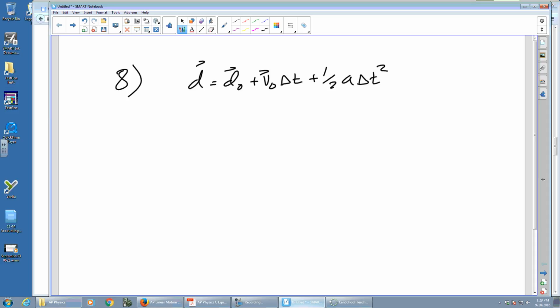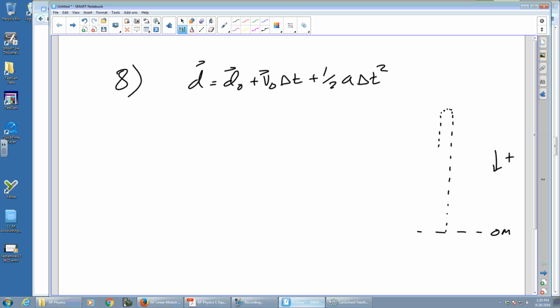Because I'm only worried about the displacement, I know that the package starts here, goes up, stops, turns around, and then comes all the way down. But since I'm only worried about the displacement, it doesn't matter what it does in between. All that matters is where it starts and where it ends up. So I know where it's going to end up. I'm going to call down here 0 meters, and I'm going to say down is positive.